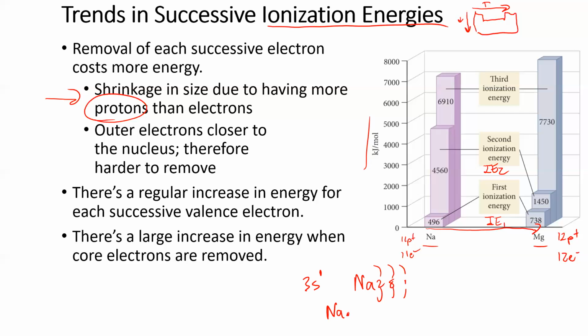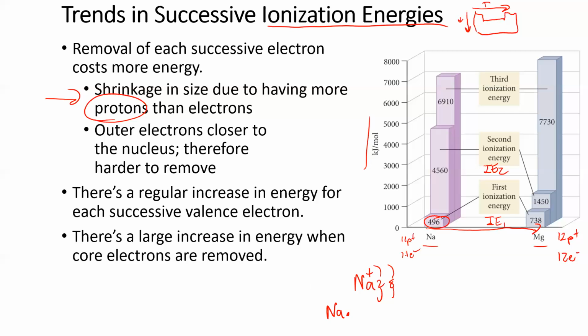So if I remove that 1 electron, okay, it requires energy, but once I remove that, now I have a positive charge, and I no longer have 11 electrons or 3s1. Now where am I going?